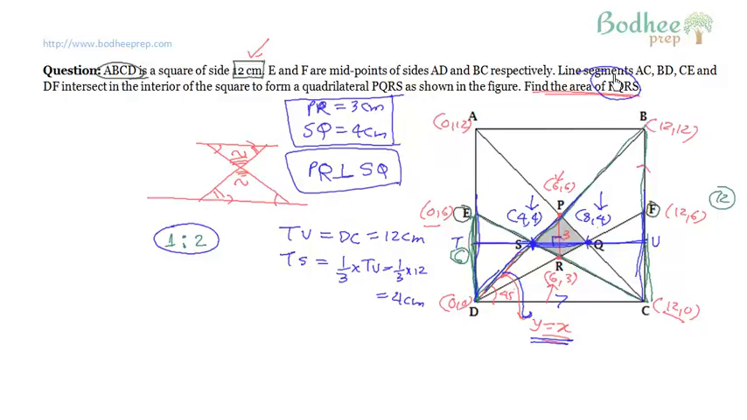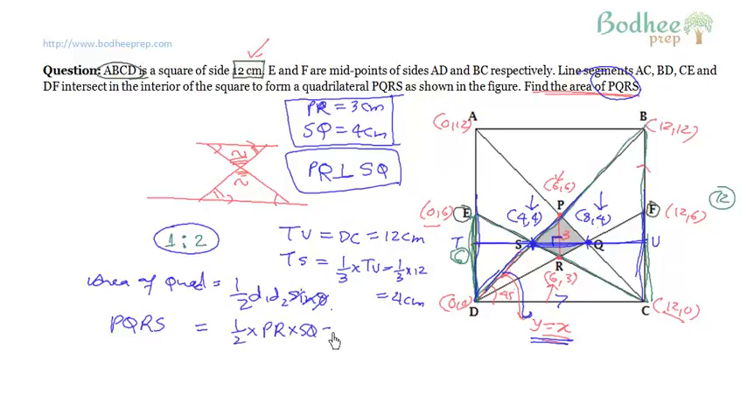We know that for any quadrilateral, the area is equal to 1/2 the product of the diagonals and the sine of the angle between the diagonals. Now since the angle is 90 degrees, we know that sine of 90 is 1, so this component goes out. So the area of quadrilateral PQRS will be half of PR into SQ, which is 1/2 into 3 into 4, equal to 6 centimeter square.